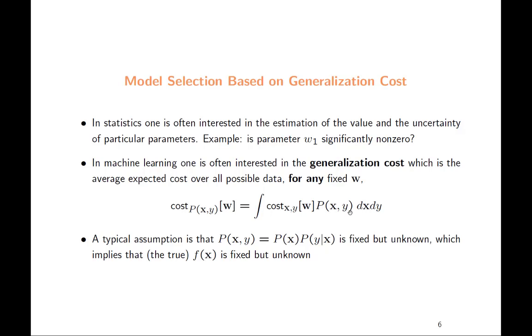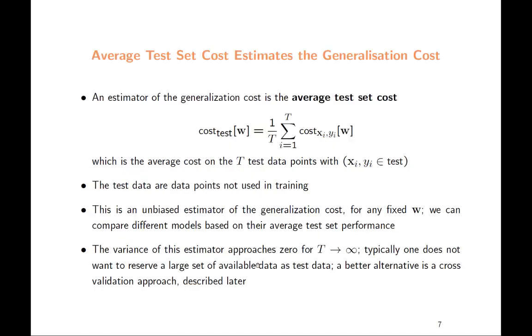Of course, in general, this p of x and y is unknown. Otherwise, the problem would be very much simpler. So the typical assumption is that this distribution p of x and y is fixed but unknown, which, for example, also implies that the true f of x is fixed but unknown. At least in a frequentist approach.